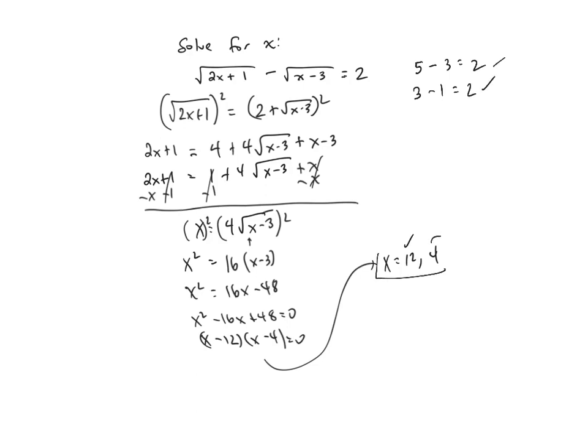Now, occasionally, when you do this, you'll get one solution that works, one solution that doesn't. When it does, any solution that works you're good with, and any that doesn't is extraneous. You mark it out.